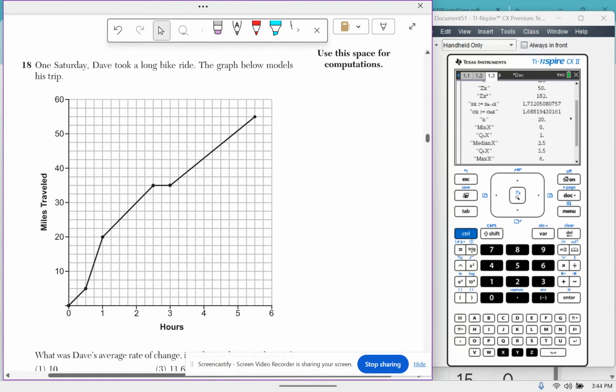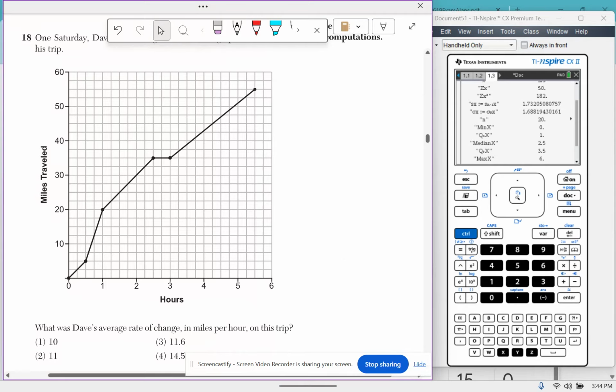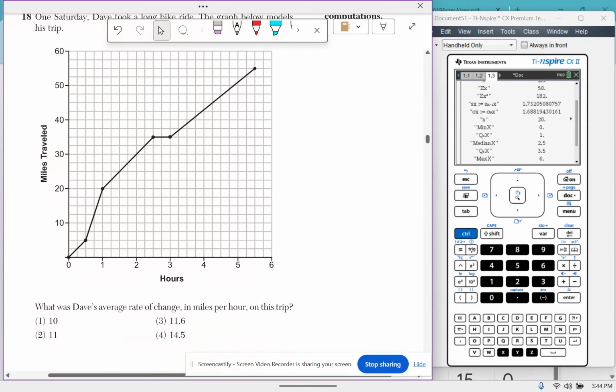Question 18. One Saturday, Dave took a long bike ride. The graph below models his trip. What was Dave's average rate of change in miles per hour on this trip? Miles per hour on this trip means all the way from 0 to the end of his trip, which happened at 5.5 hours. So let's go ahead and calculate the slope between those two points.